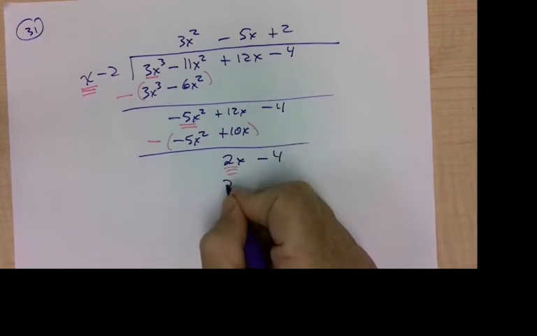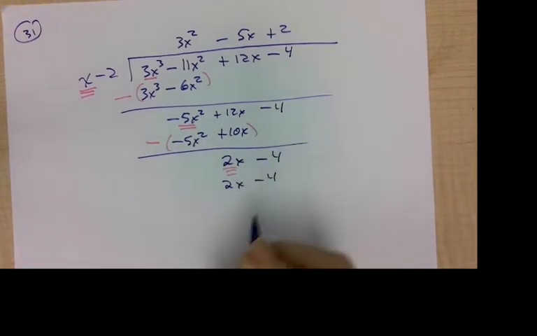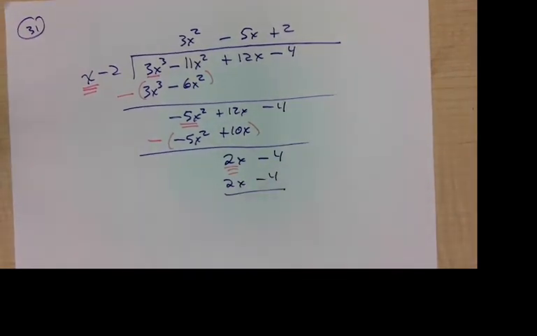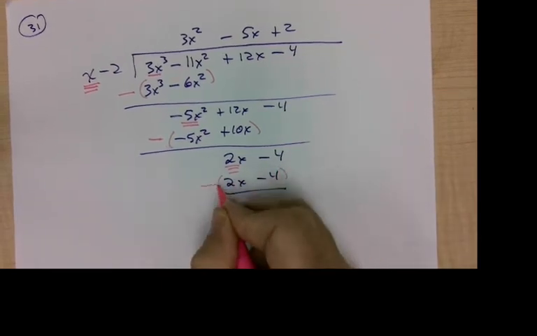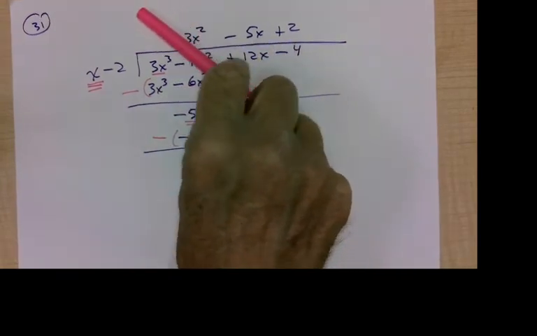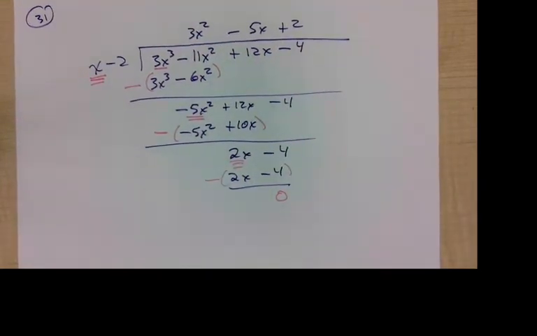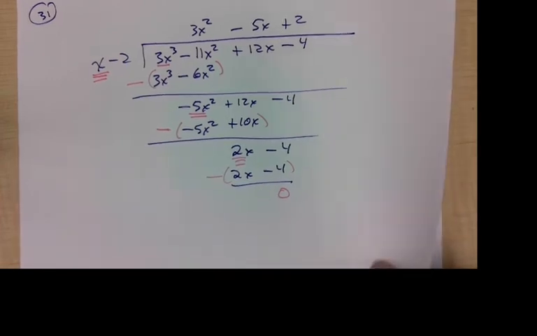2 times x is 2x. 2 times negative 2 is minus 4. And subtract. And we get a remainder of 0. So my quotient is 3x squared minus 5x plus 2. Now we're going to do the same problem again on number 32, except using synthetic division.